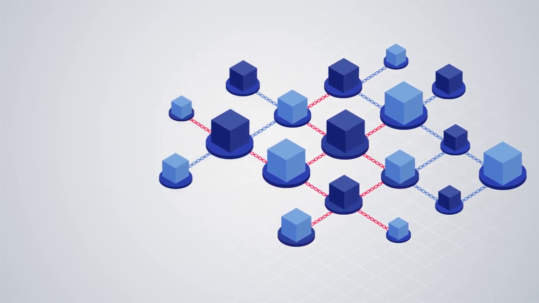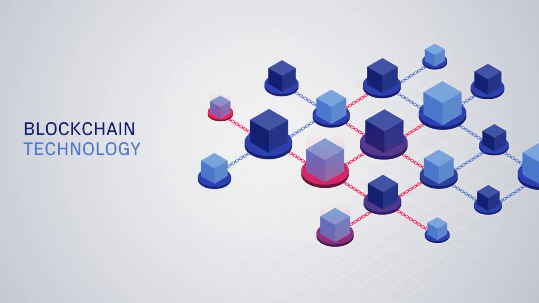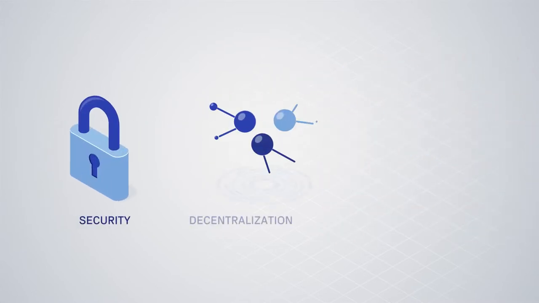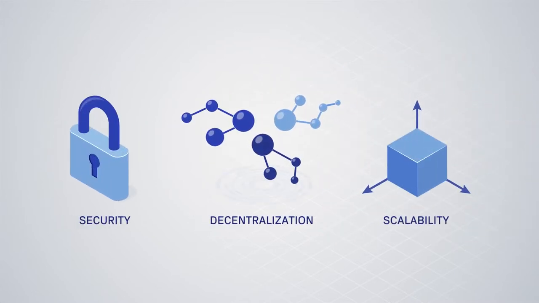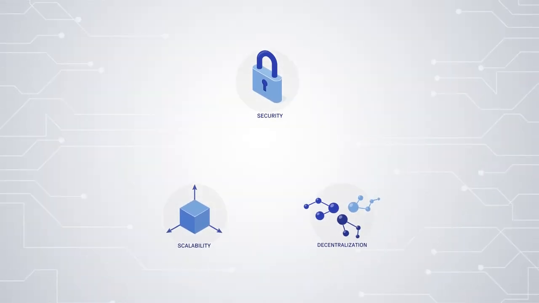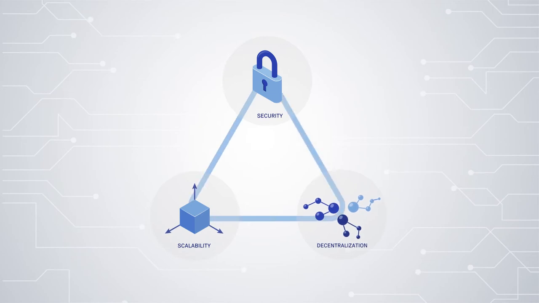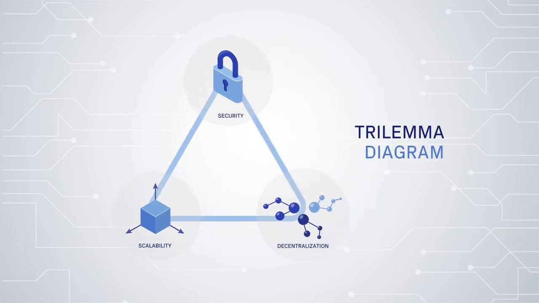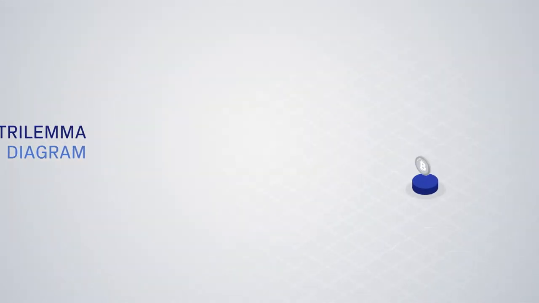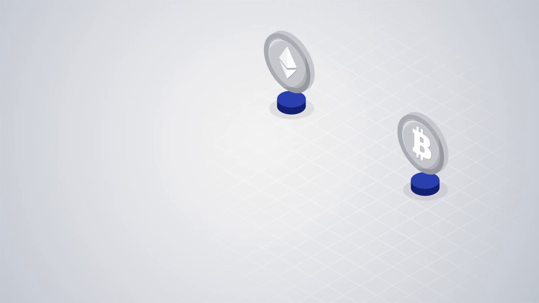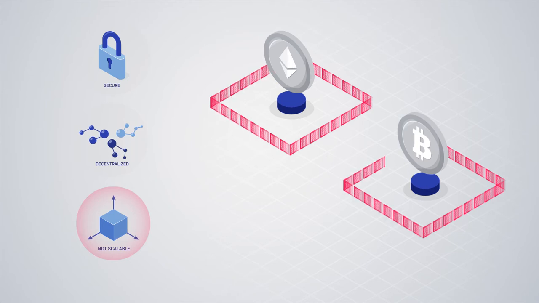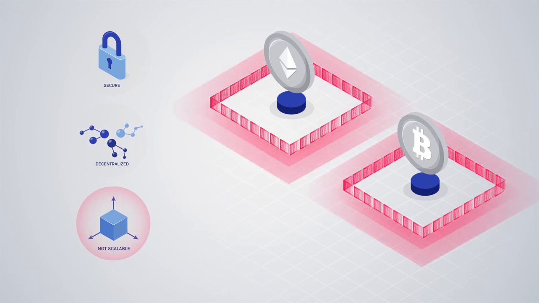Despite the many successes of blockchain technology, it still has inherent flaws that prevent it from going mainstream. Security, decentralization, and scalability are all valuable properties that contribute to the success of a blockchain network. This is the basis of the blockchain scalability trilemma, which asserts that no blockchain network simultaneously possesses all three of the aforementioned properties. For example, the Bitcoin and Ethereum blockchains are secure, decentralized, but not scalable, only able to process a very low number of transactions at any given time.